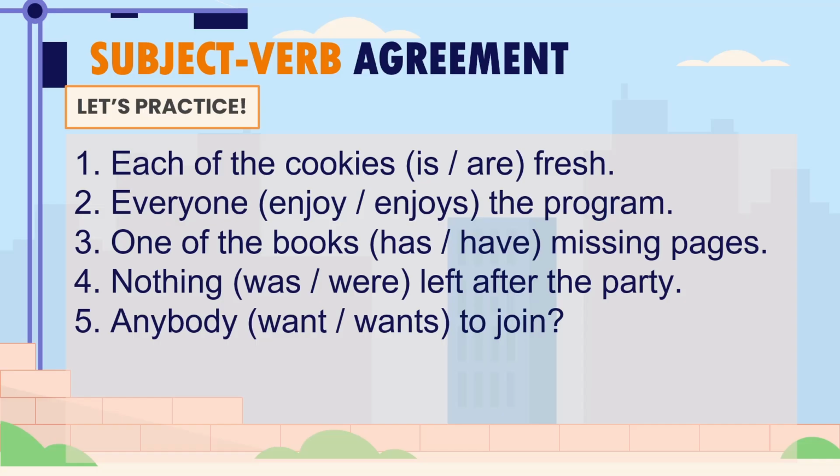Next, one of the books has or have missing pages. So what's your answer? The answer is has. Number four, nothing was or were left after the party. So our answer here is the word was. Next, anybody want or wants to join? So our answer is the word wants.